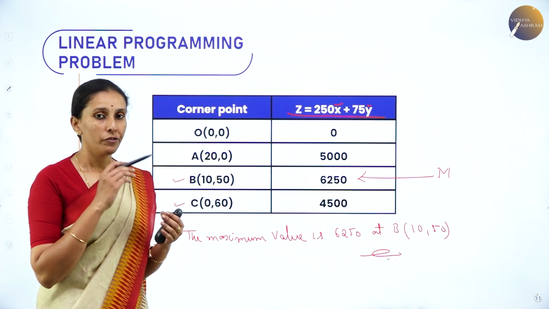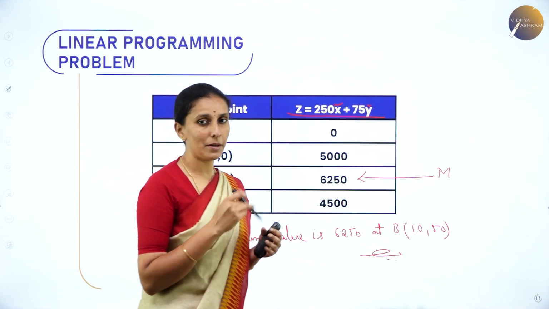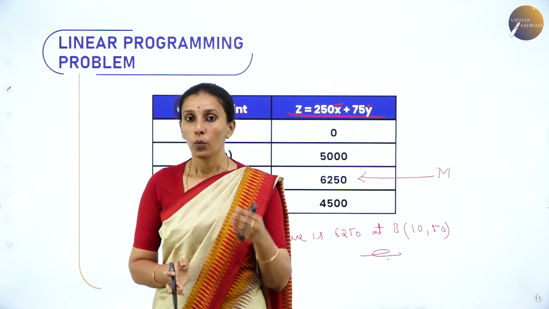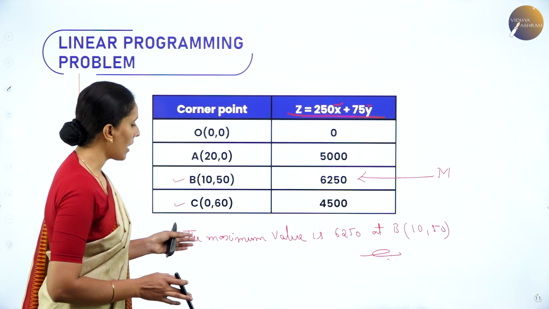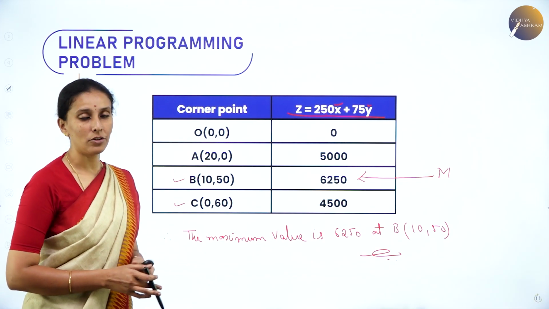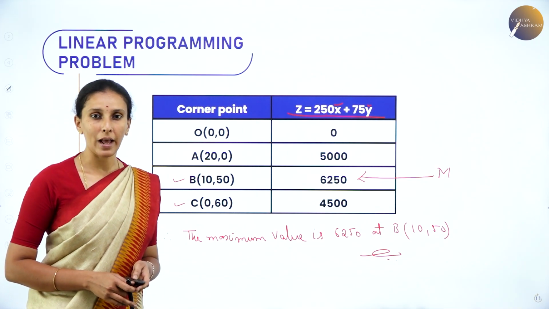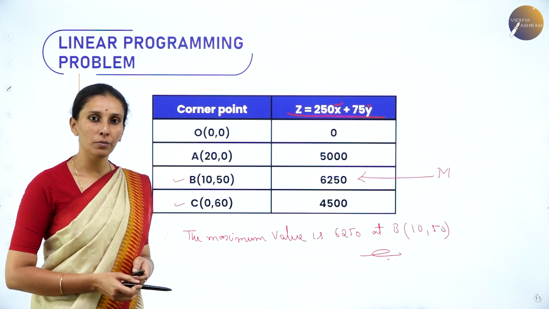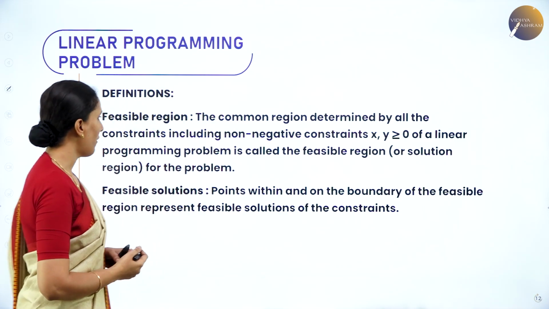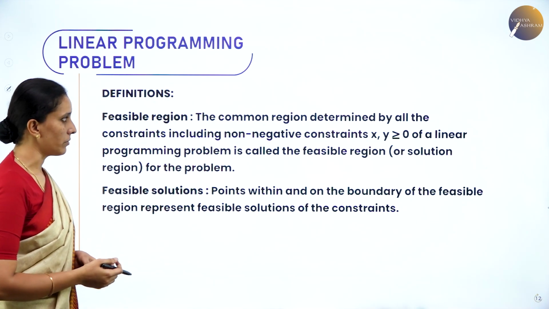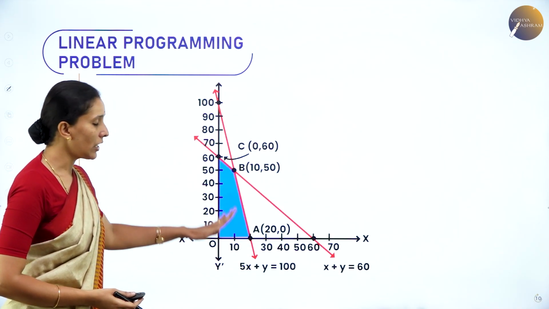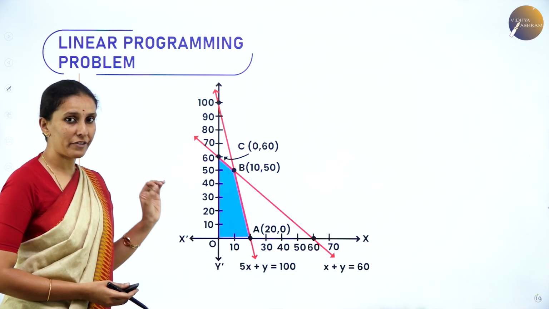So this is how we are going to find out the maximum or minimum value of an objective function with the constraints, with the variables, which is called a linear programming problem, and this is the graphical method of solving linear programming problems. Now let's take a few more examples. Now before that, let us study a few definitions here. Feasible region. So feasible region means, for this graph, I told you the solution region is nothing but the feasible region.